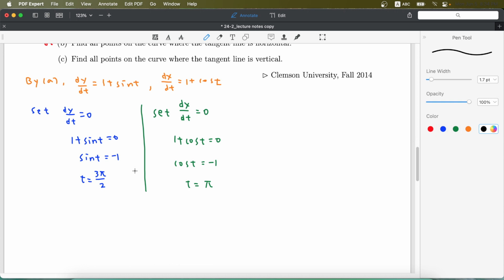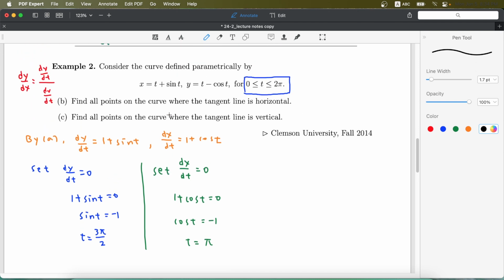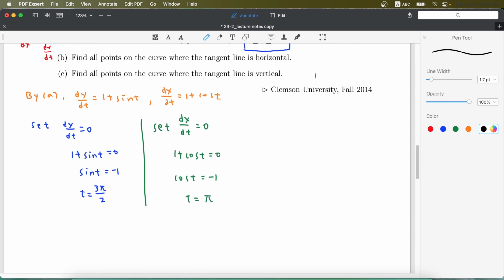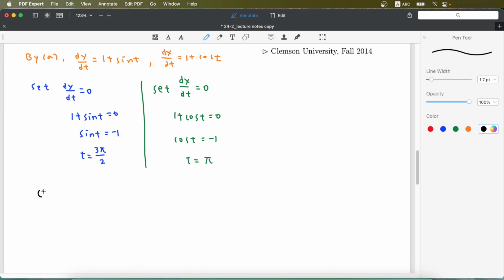Now fortunately, these two numbers are different. That means it is impossible for dy over dt and dx over dt to equal 0 at the same time. So we're good. We don't have to worry about L'Hopital's rule. Let's finish this question.